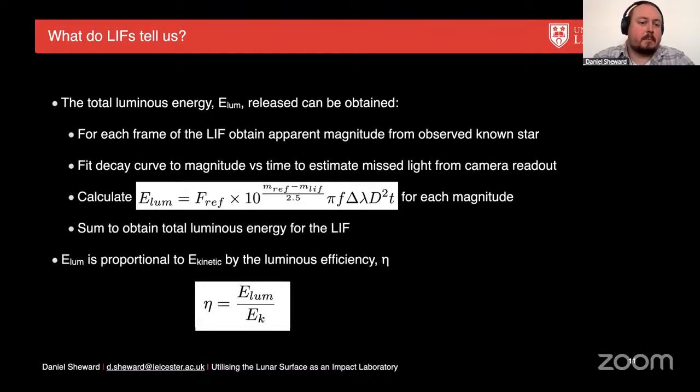So when we see an impact flash, we can calculate the total luminous energy of that flash. By taking each frame of the LIF, we can get the apparent magnitude as we observe calibration stars during the observation period. And we can then take all of those magnitudes, plot them against time, fit a decay curve, and then try and reconstruct the missed light due to readout time of the camera.